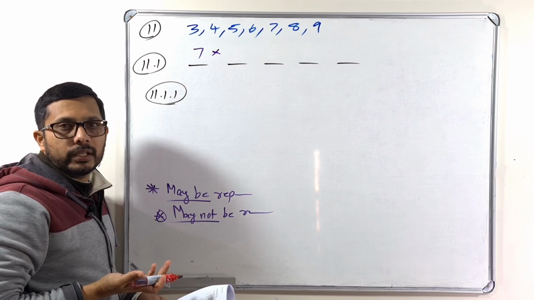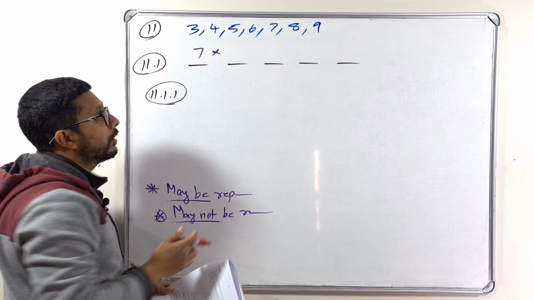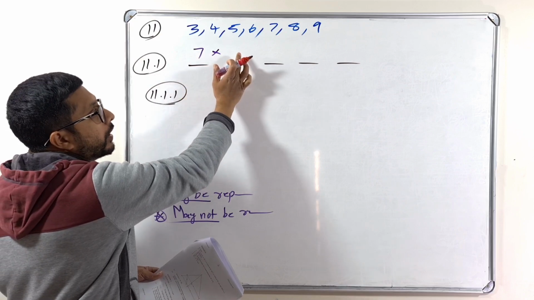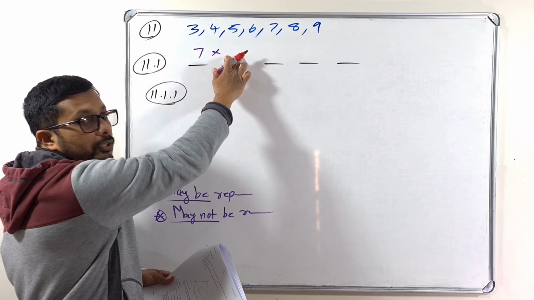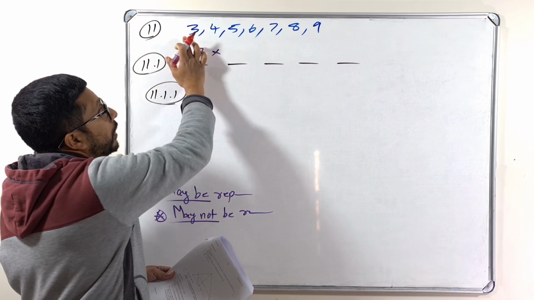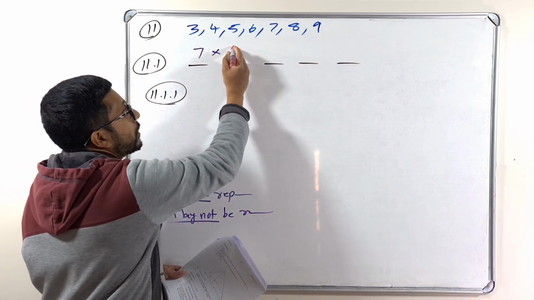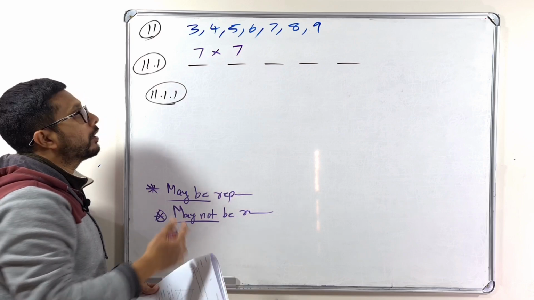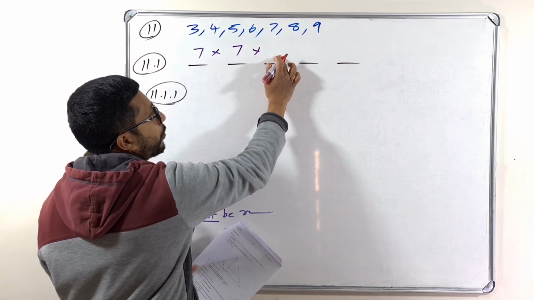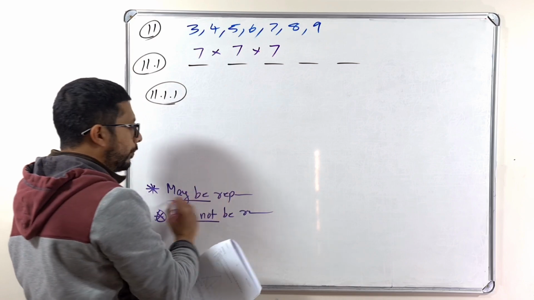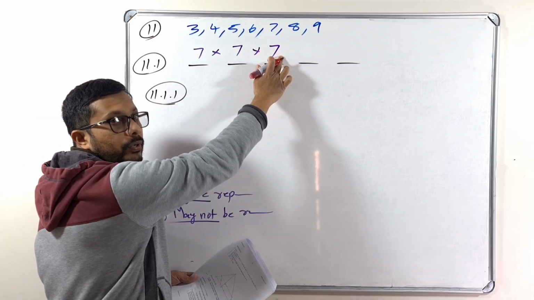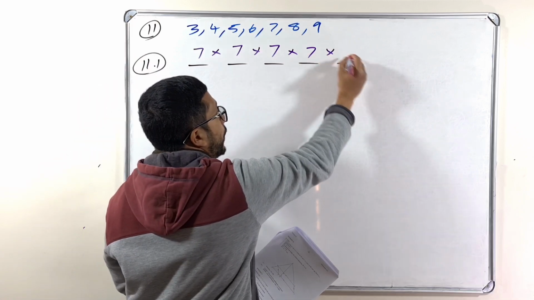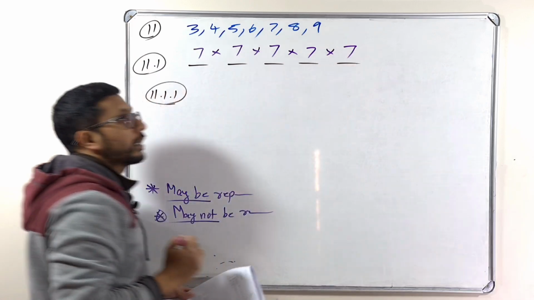Times, here how many options do I have? May be repeated, so it doesn't matter that I wrote 8 here. It's not like I can't write 8 here. There also I have 7 options, because repeating is possible. Here how many options? Since it may be repeated, here also I have 7 different options. Here also 7 options. Here also I have 7 options.